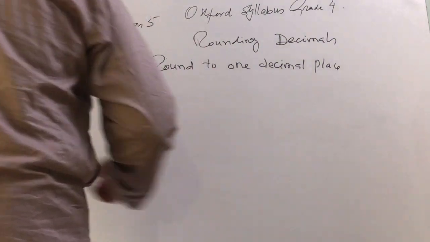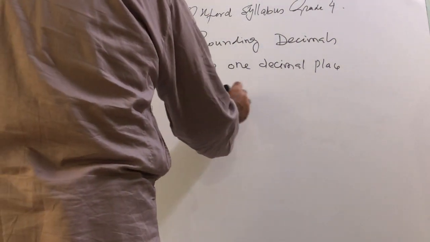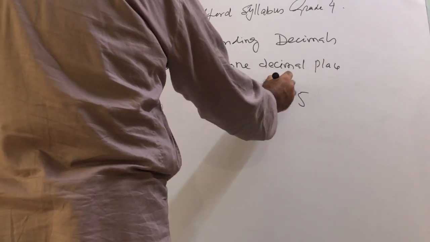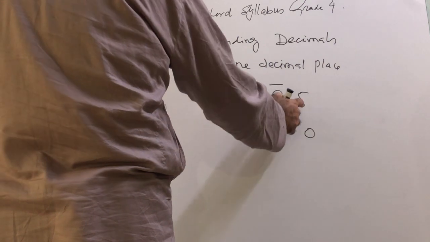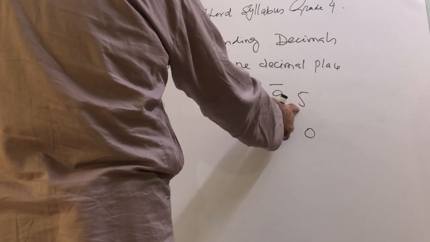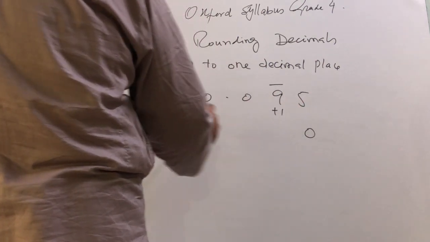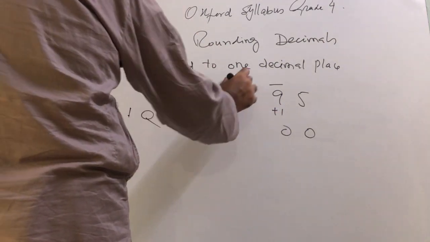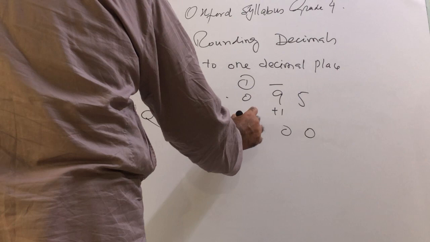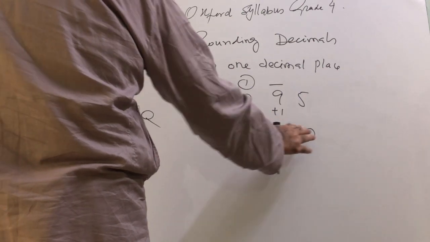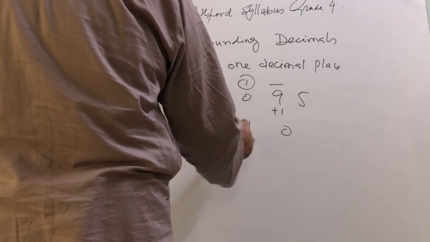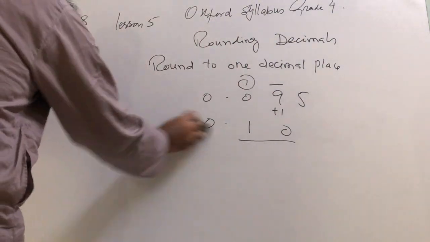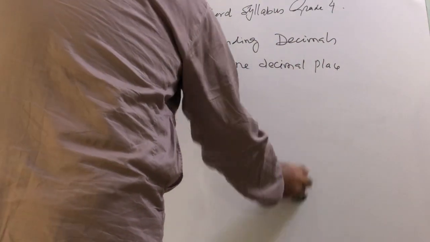Part B says 0.095, this is tenths, hundredths. We don't need this, but this is equal to 5. We need to add 1 here, 9 plus 1 is 10. This 0 will come here, 1 will be carried forward. 0 plus 1 is 1, so 0.10. So we have two numbers after the decimal. This is the answer for part B, question number 12.